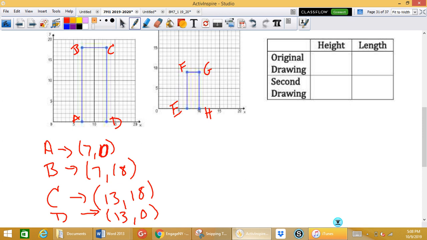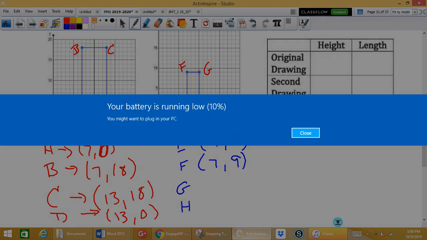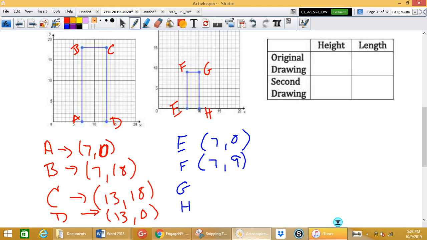So now the corresponding points that go with that, E, F, G, and H. So E is over 7 up 0. F is over 7 up 9. G is over 10 up 9. And H is over 10 up 0. So those are the coordinate points.